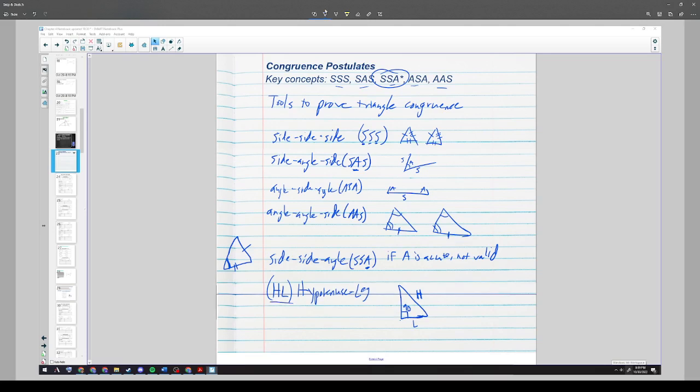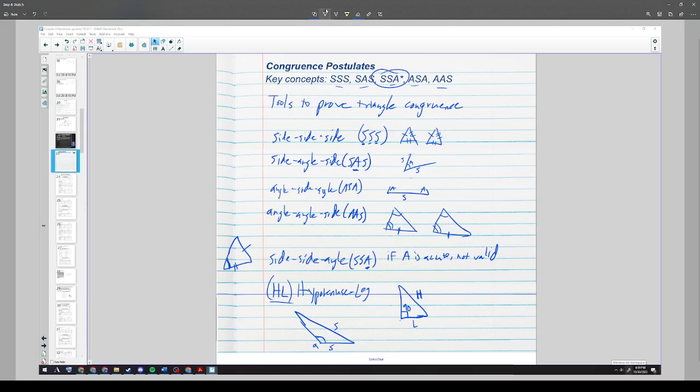They call it hypotenuse leg, and they only make it valid for right triangles, which is kind of weird. So in most geometry notes, they only present 90 degrees as the exception to SSA. But realistically, if a triangle is obtuse and you know this angle and two sides, then that's valid as side-side-angle, even though this is not the included angle. So I don't know why they don't have something like obtuse angle side-side, because it would be valid.